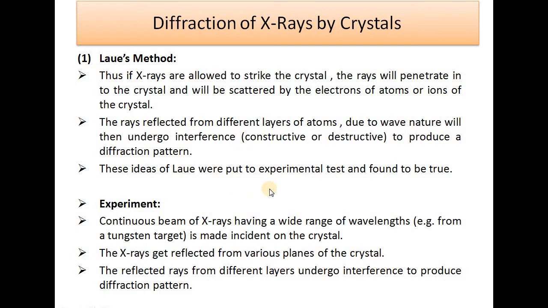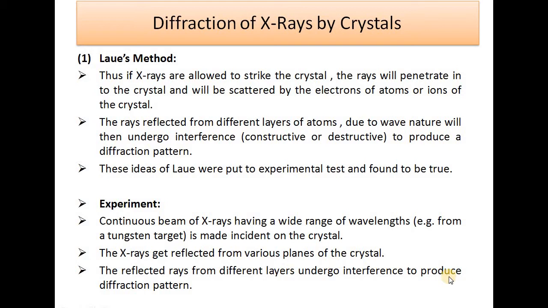Experimentally, they also got a diffraction pattern. So what was done in the experiment? A continuous beam of X-rays having a wide range of wavelengths was made incident on the crystal. The X-rays reflected from various planes of the crystal then undergo interference to produce a diffraction pattern.